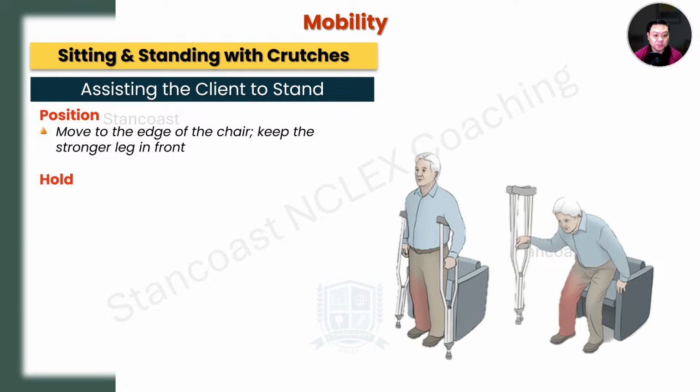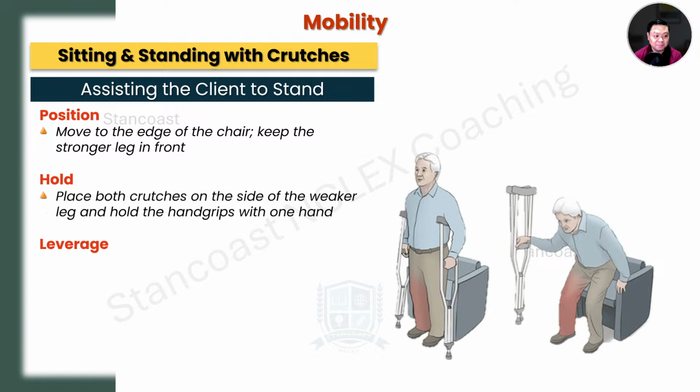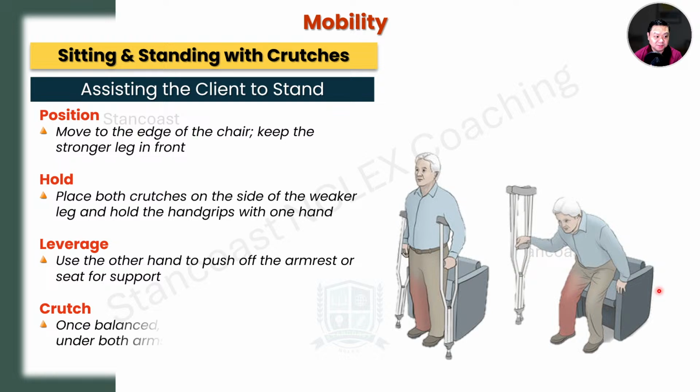Now, next is to make sure that they will place both crutches on the side of the weaker leg and hold the hand grips with one hand. And then followed by making sure that they do the leverage, using the other hand to push against the armrest or seat for support. And then this is to be followed by making sure they have the crutches in position under both arms. So make sure that they have that to stabilize while they are ready to stand up. So don't forget about the sequence when they're standing. That's your PHLC: position, hold, leverage, and making sure the crutches are held in position.